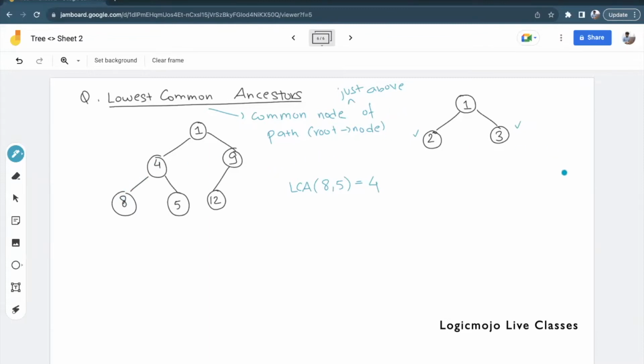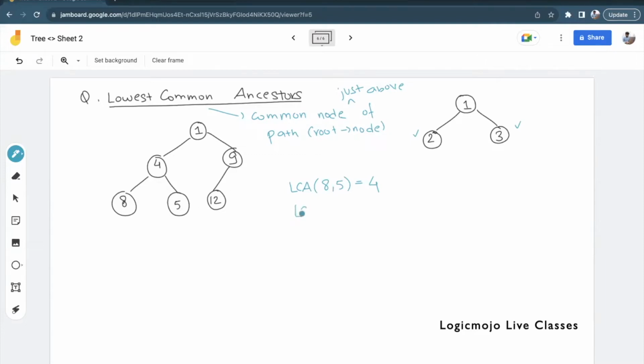4 is the last common node that we have here. 1, 4, 9, 8, 5, 12. Okay, now for 8 and 5, the last common node is 4. Simple, right? Now for 5 and 12.